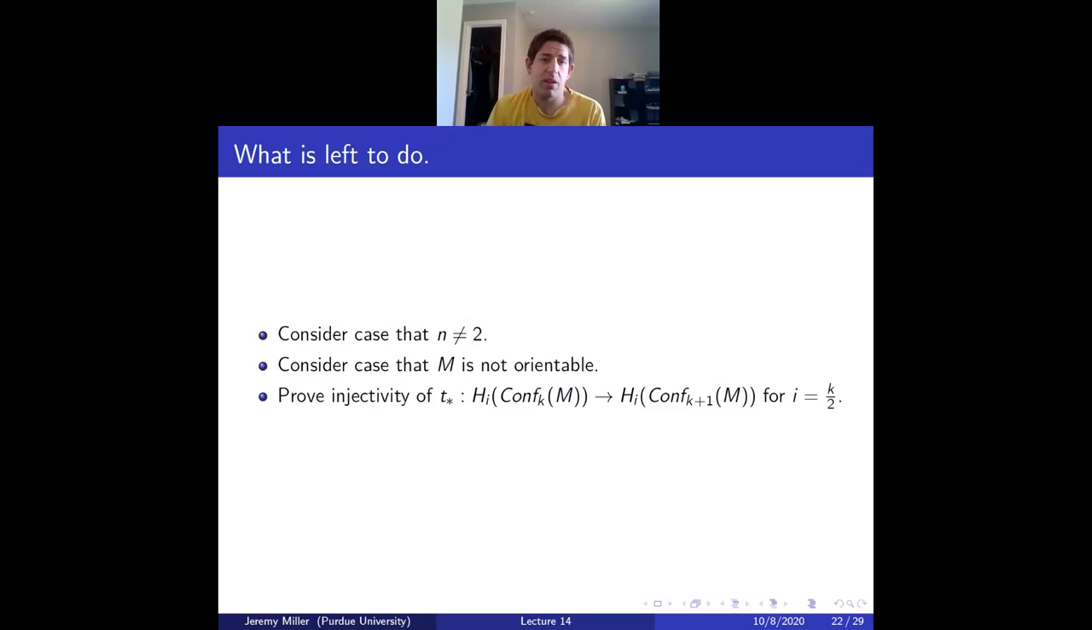So what we didn't do is the case of higher dimensional manifolds or manifolds that aren't orientable. And also, I promised you that the map's an isomorphism when i equals k over 2, and we only proved it was a surjection for i equals k over 2. Why did we do that? Well, the 5 lemma. If you try to use the 5 lemma, you're only going to be able to prove surjectivity in top degree. That's the input and the output of the 4 lemma version of the 5 lemma, which is going to give you the optimal results.